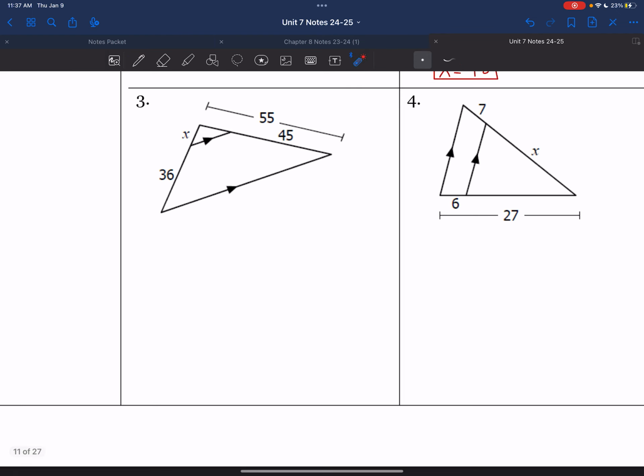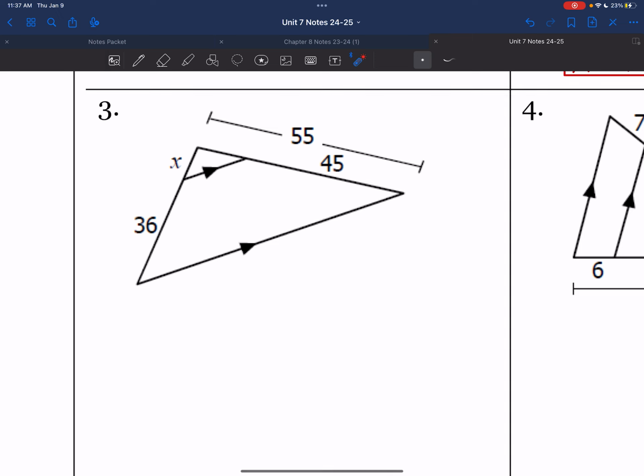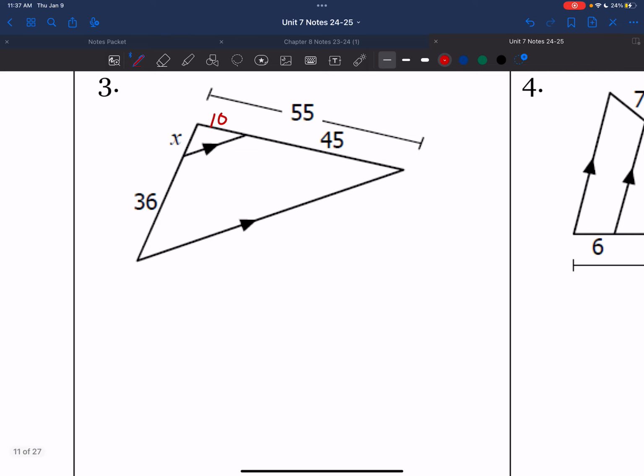All right. In this one, it's a little bit harder. They tell us the entire thing is 55. This part is 45. So in order to get this part right here, we just do the whole thing, 55 minus 45, and we're going to get 10. So now that we have that missing part, we can set it up just like we did in questions 1 and 2. So I can say X over 36 equals 10 over 45.